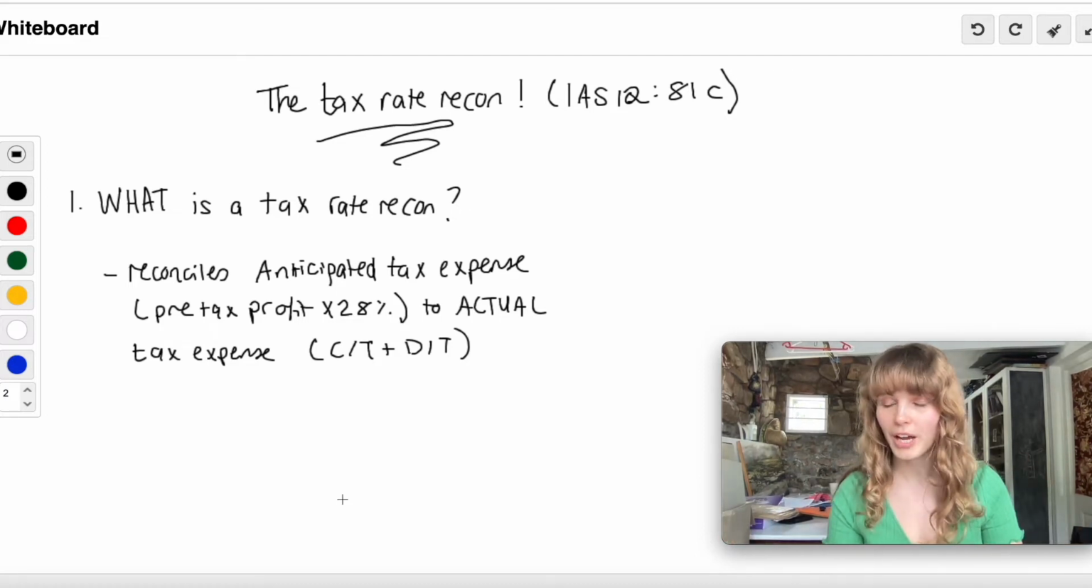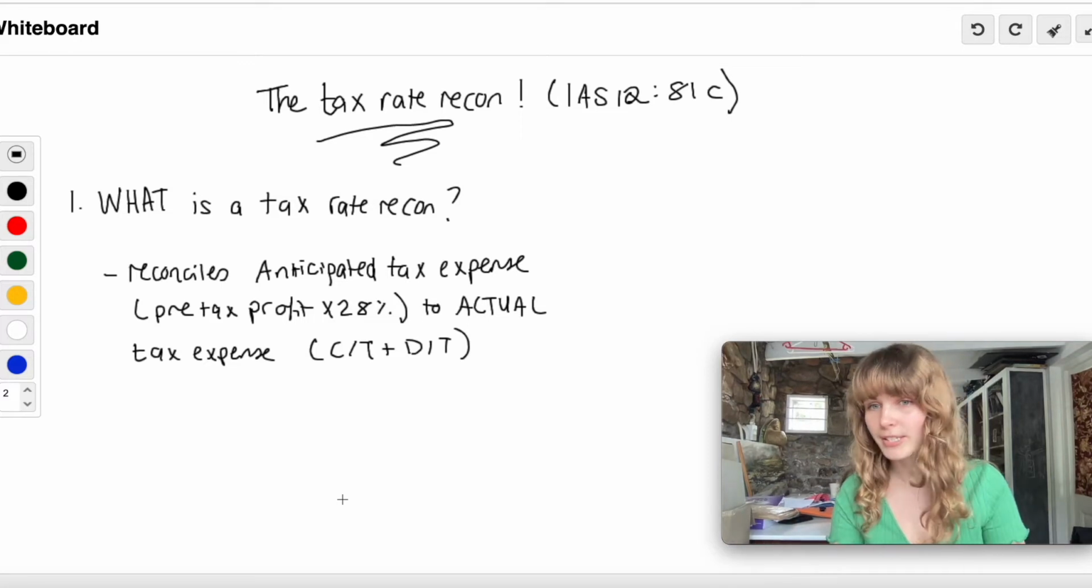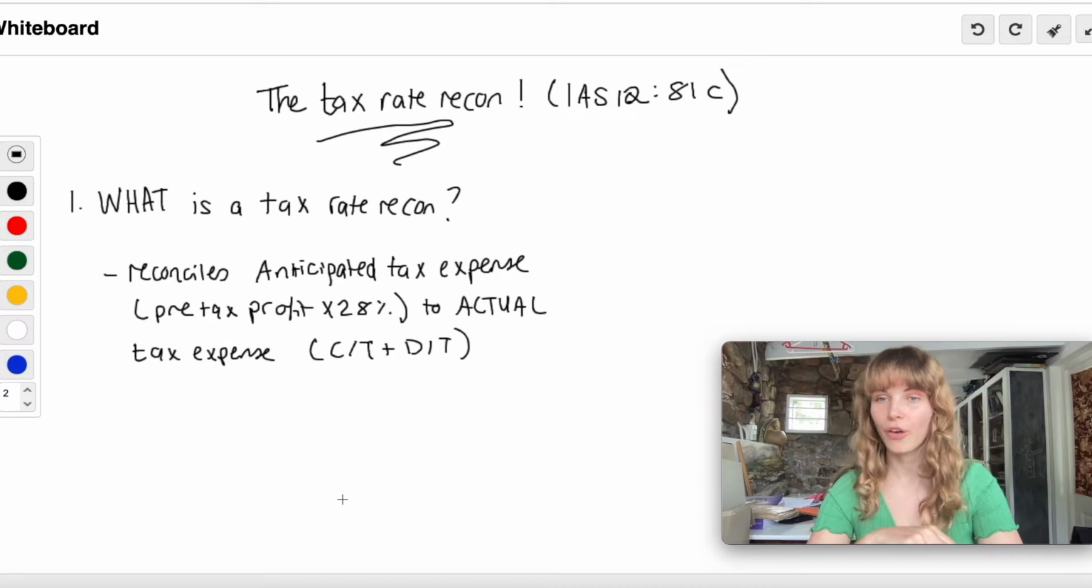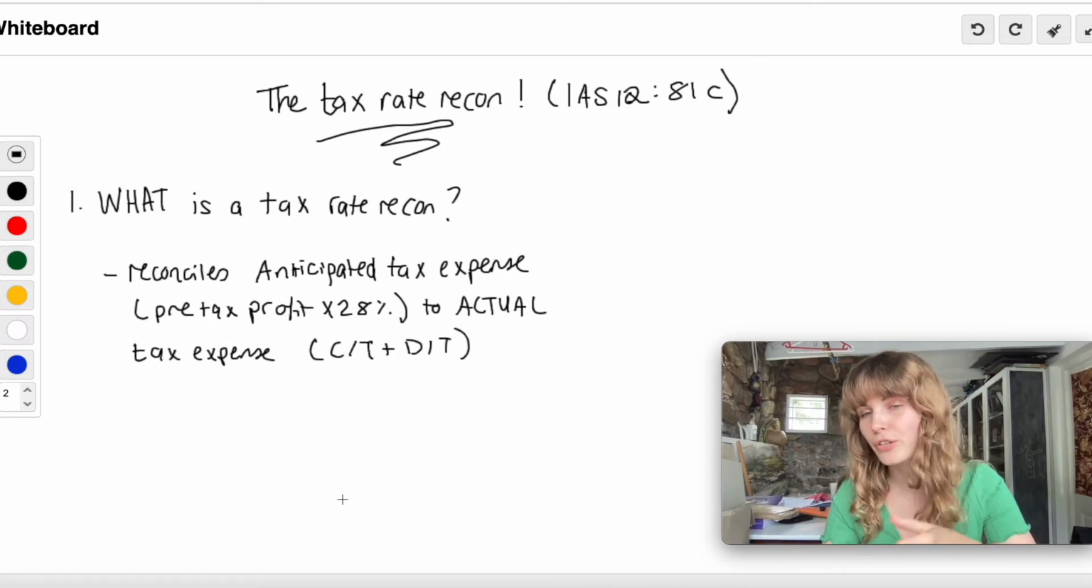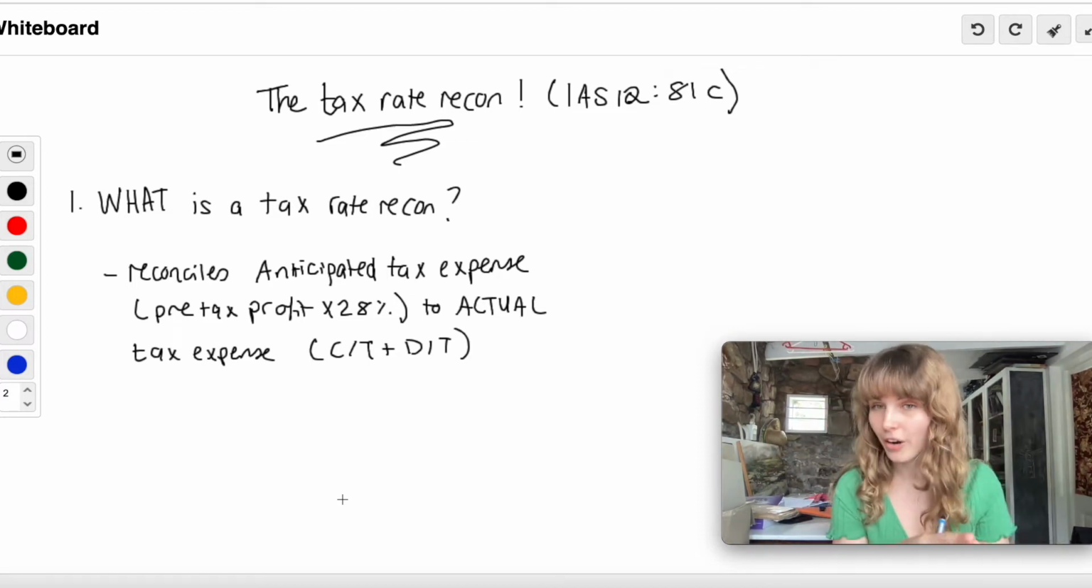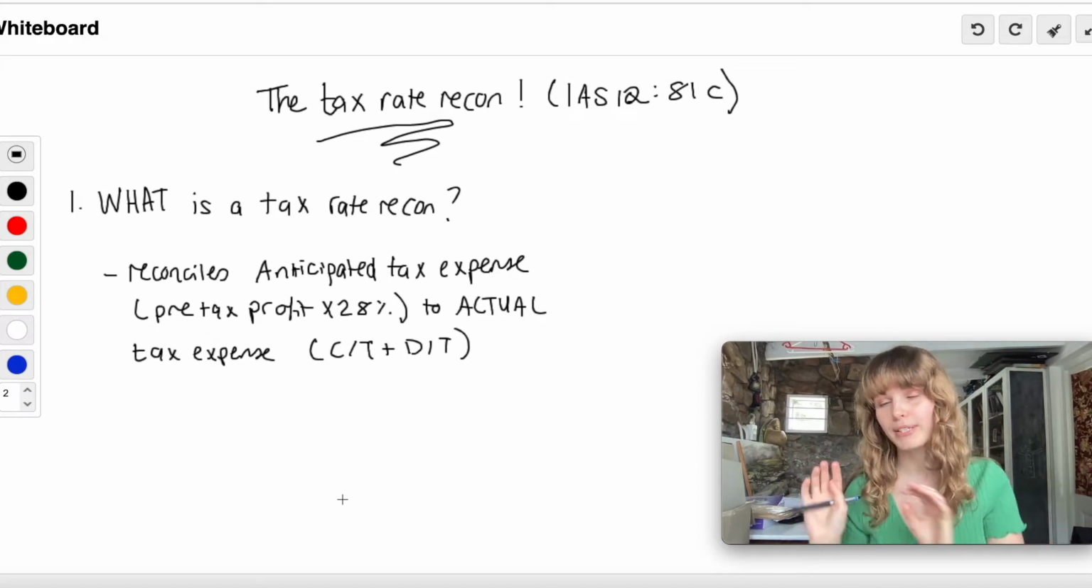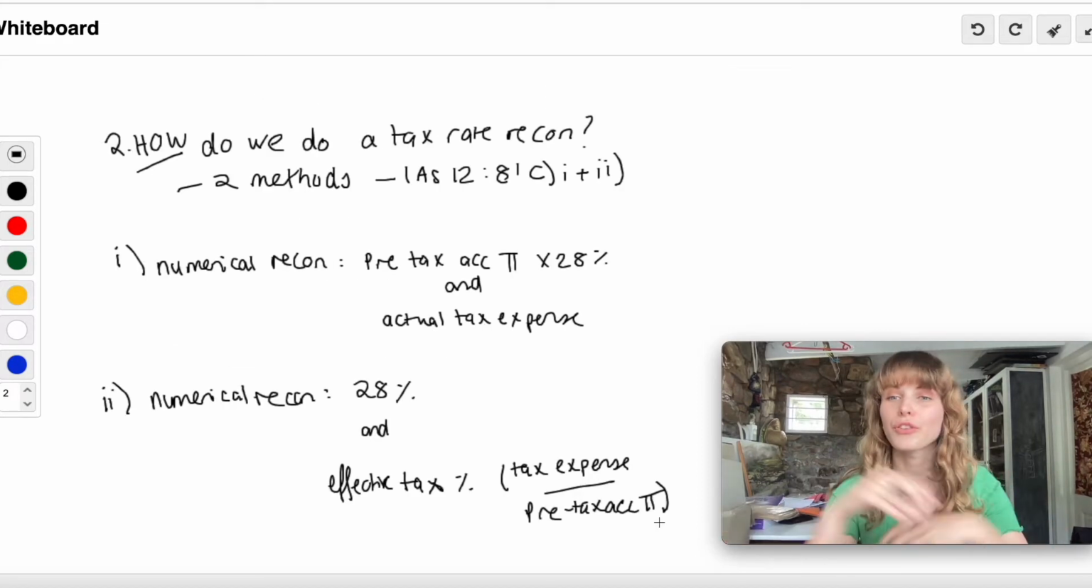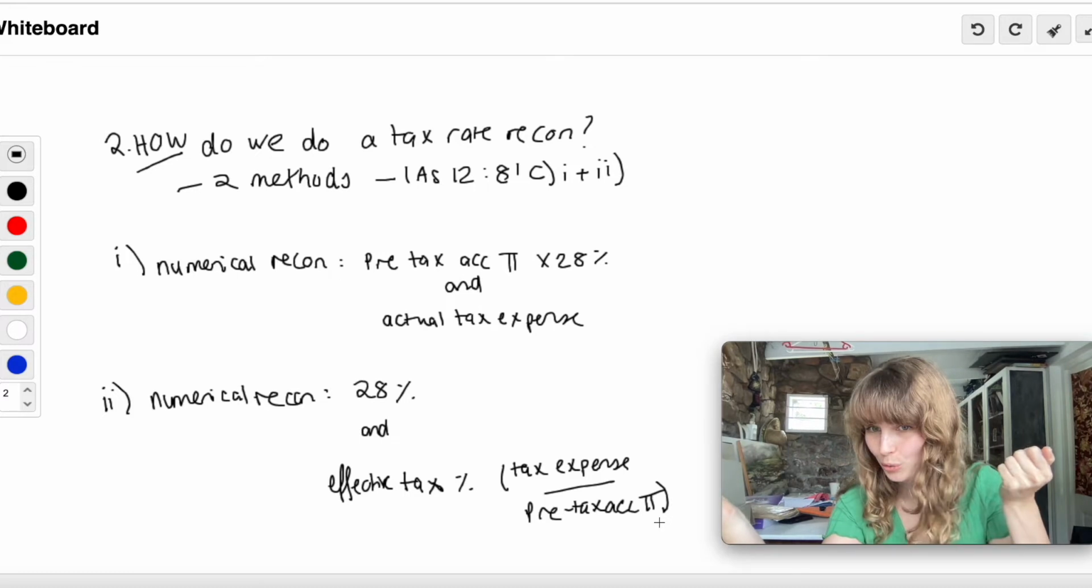On the whole, the tax rate reconciliation is dealing with reconciling items that are not recognized in deferred tax. So when doing this tax rate recon, those reconciling items will generally be the differences between what was recognized in our current tax calculation versus what we did in our accounting profit calculation. So the next question is, how do we even do a tax rate recon?